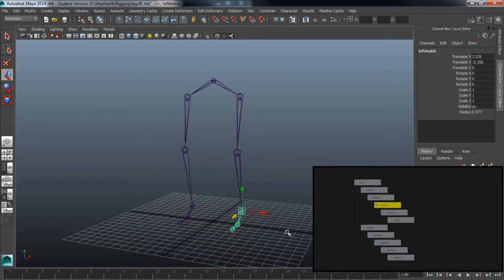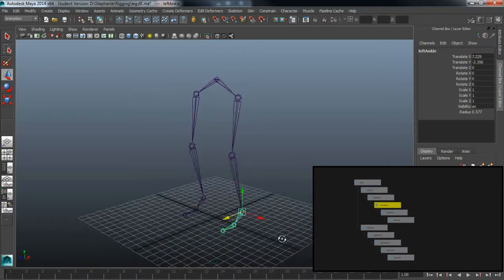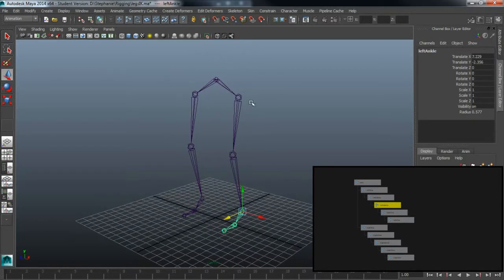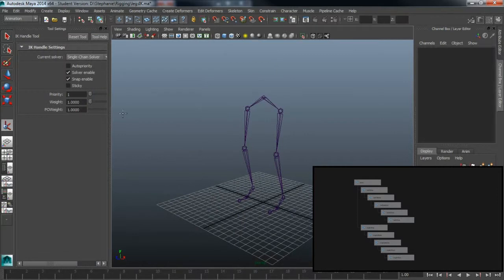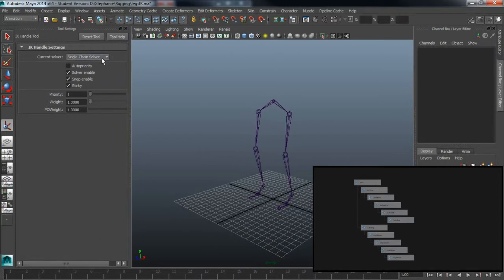Okay. So what we want to do is place something on this joint chain that from the hip to the ankle actually reverses the mechanics. And that tool is called the IK tool, IK handle tool actually. And we're going to go into the options and say solver enabled, snap enabled. We'll turn sticky on. And the other thing we're going to do is there's a couple different solvers. When you are doing your rig proper, you're going to want to use the rotate plane solver. So we're going to put that on here so you can see what it looks like.